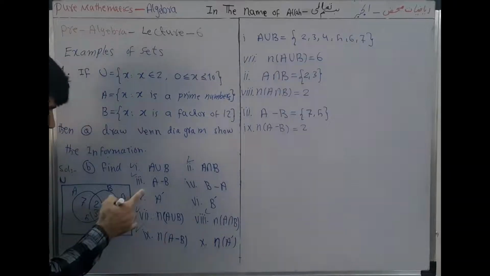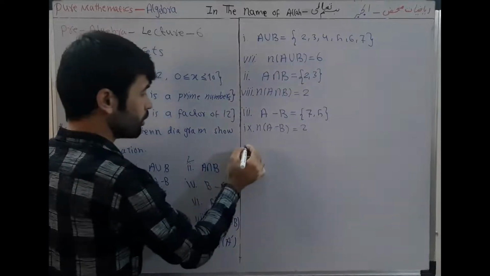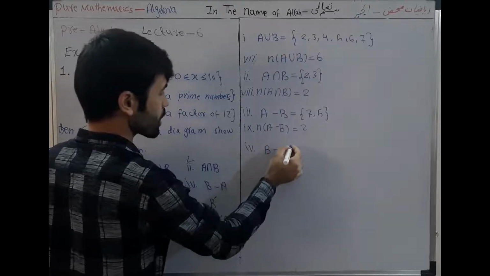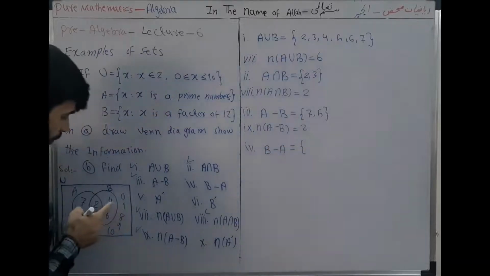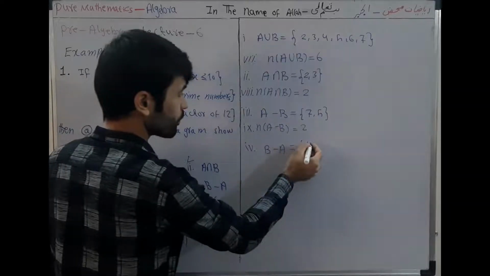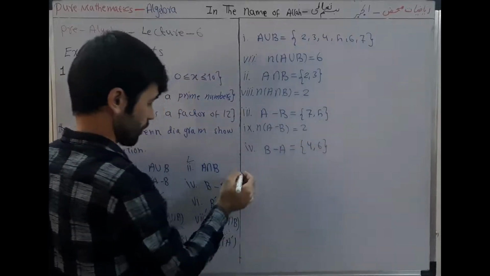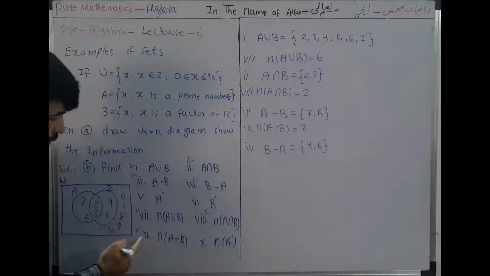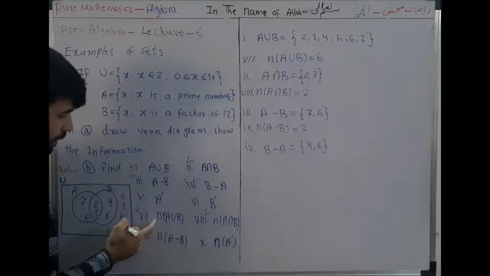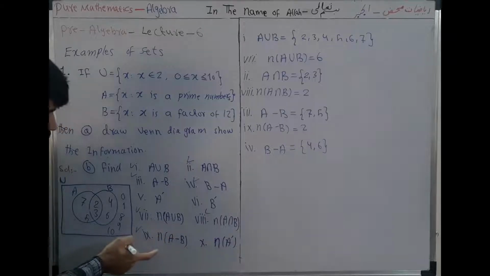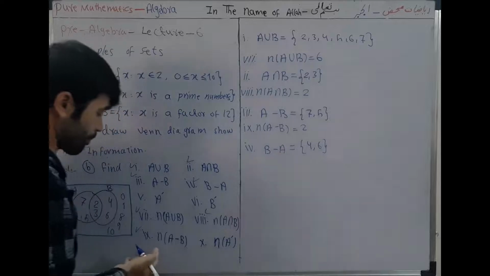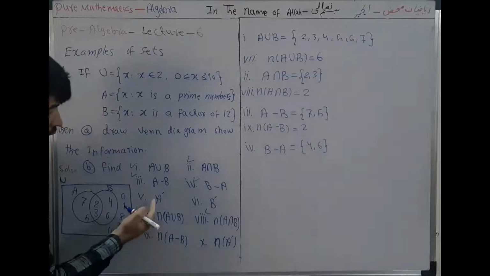Another one, number 4, B minus A is equal to {4, 6}. Here n of B minus A is 2.